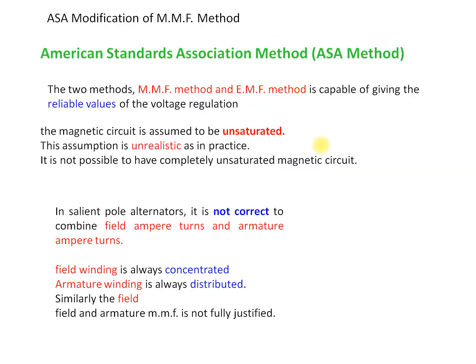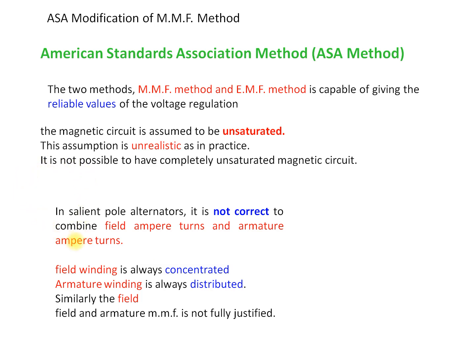The next is going to be the ASA method. The ASA method is an important one, and it is abbreviated as the American Standard Association's method. This method cannot be applied to salient pole alternators because it is not correct to combine the field ampere turns and the armature ampere turns for a salient pole alternator, so it will not be used for salient pole alternators.